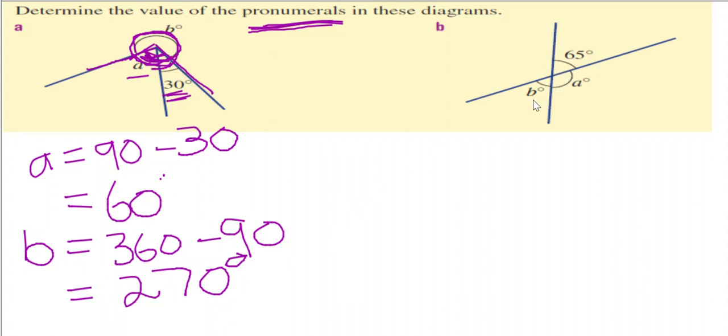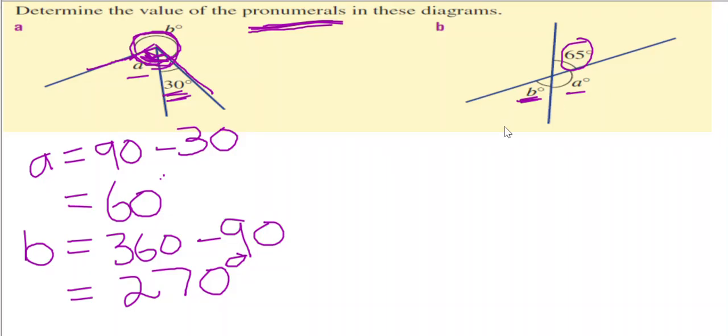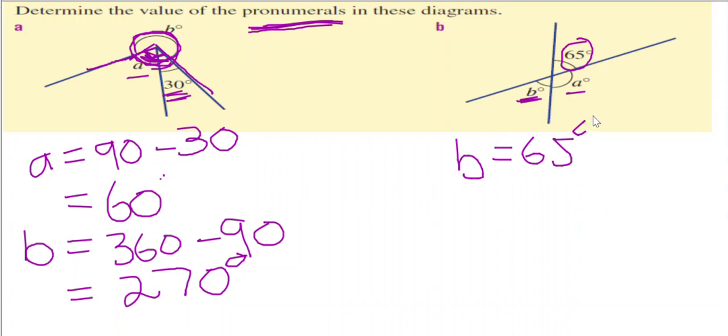On the other side here, we're going to find angle A and B. It doesn't matter which one you find first. I'm going to find angle B first, and let's look at how that one relates to the 65 degrees. That angle B is opposite, so we're looking at the vertically opposite idea here. So angle B equals 65 degrees.